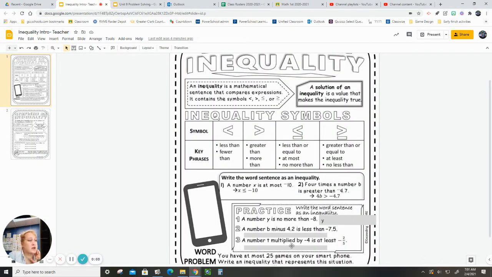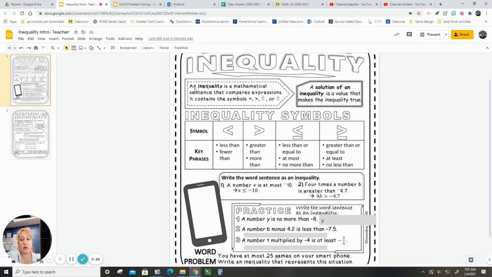Okay, today we are going to learn about inequalities. Inequalities are similar to equations, but they are going to start encompassing your greater than, less than, greater than or equal to, or less than or equal to. So we're going to just get started.